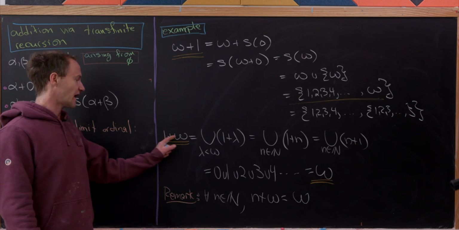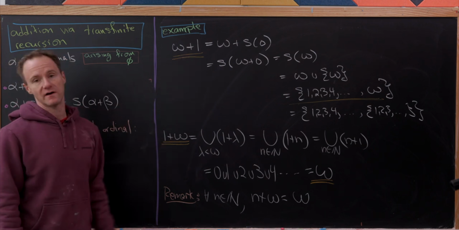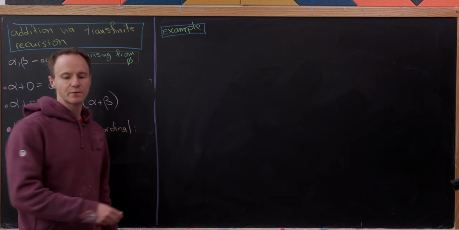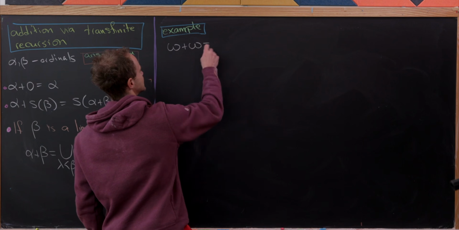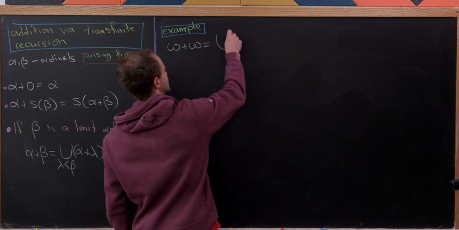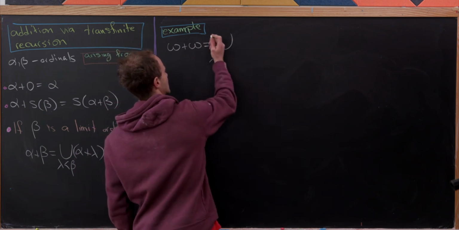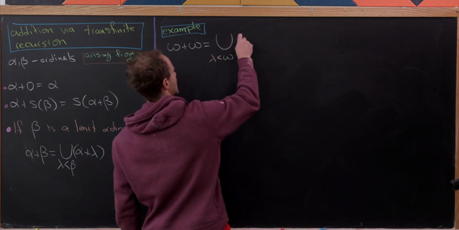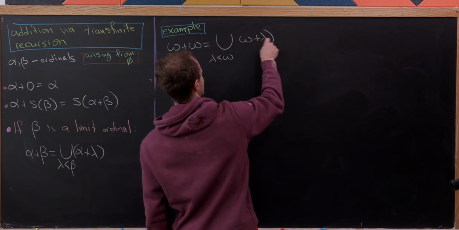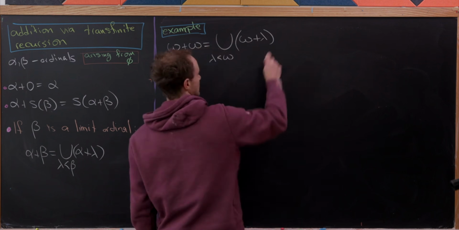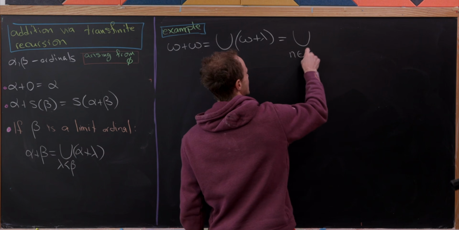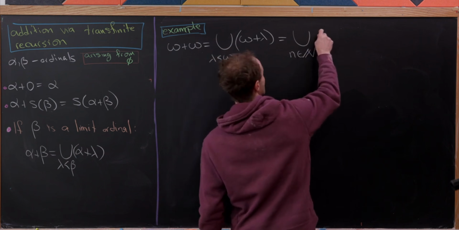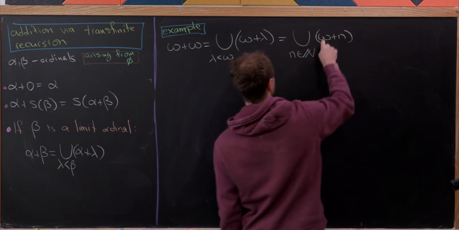So in other words, we have limit ordinals in both of these entries. Okay, so let's see what omega plus omega is. So omega plus omega is going to be the union over all lambda which are less than omega of omega plus lambda, because omega is a limit ordinal. But then since omega is the set of all natural numbers, that's the union over all natural numbers of omega plus n.